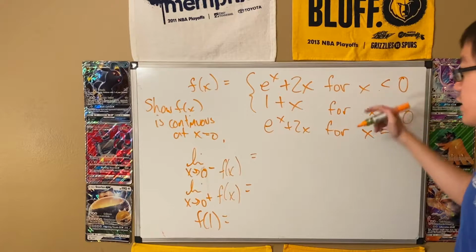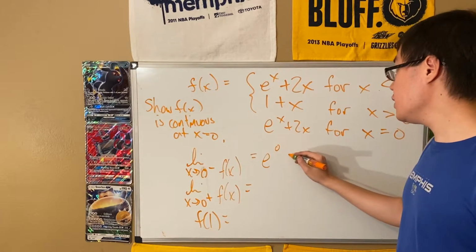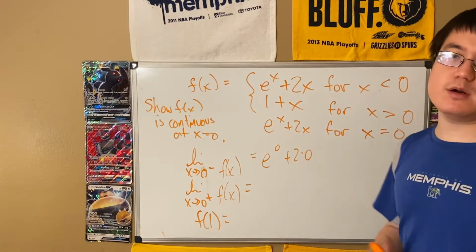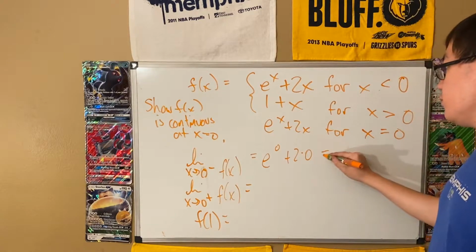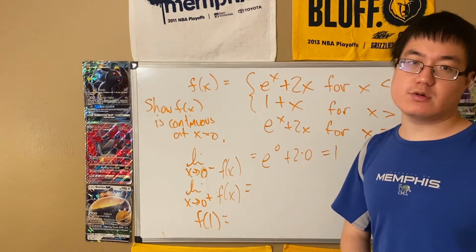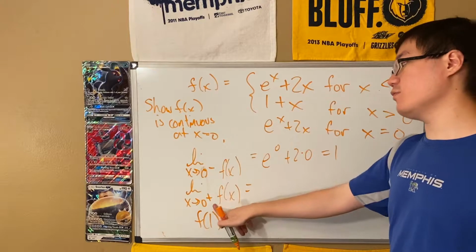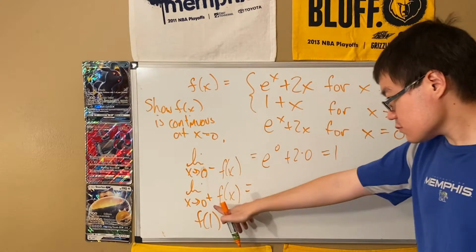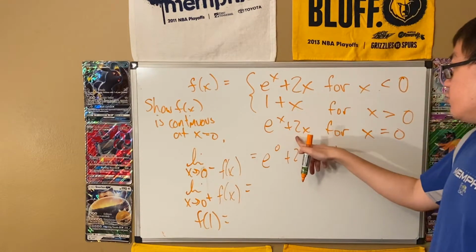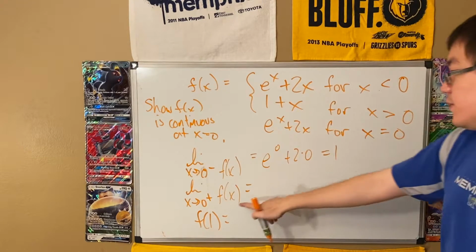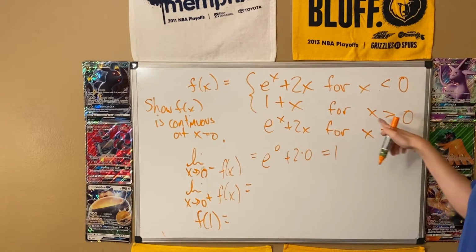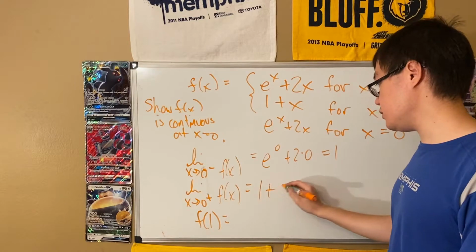So it's going to be this piece right here. So it's going to be e to the 0 plus 2 times 0. Remember, e to the 0 is 1, so this is going to be 1. Then we need to do the limit from the right as x approaches 0. So you plug in 0 into this one, because remember, right goes with greater than. 0 plus 1 is just going to be 1.